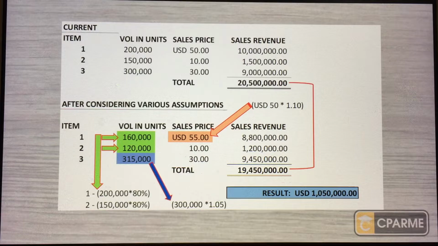Because from 20.5 million, it became 19,450,000. So if there's an additional question on which one would be better, the current scenario or the scenario under different assumptions, the better result is the current scenario or the current activity, which is 20.5 million.